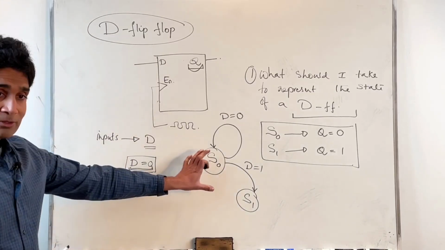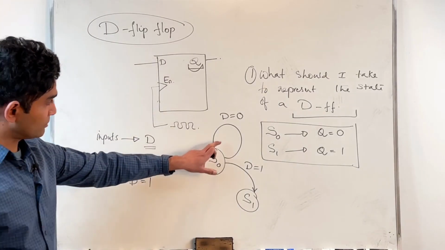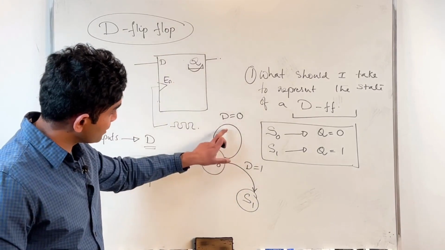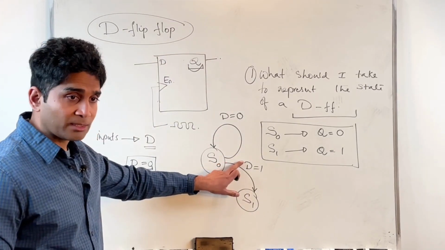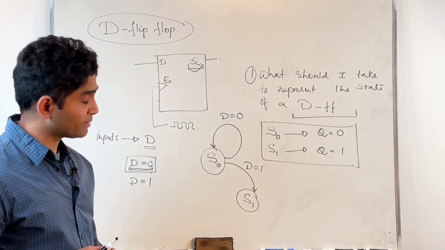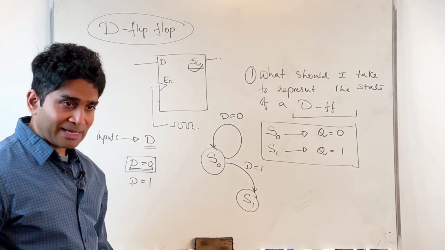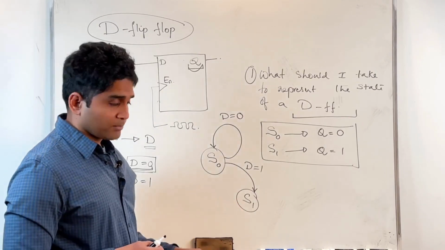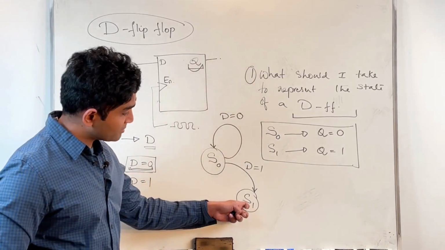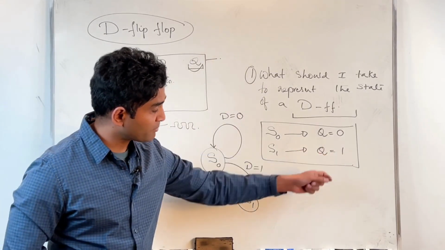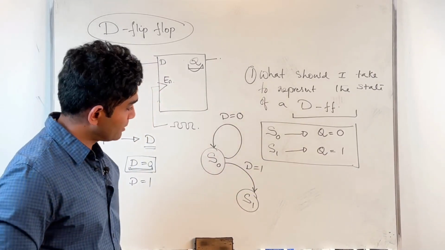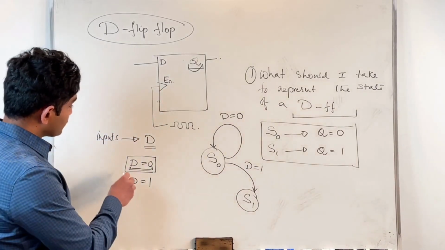All right, so now I'm done with S0 state. I looked at all possible combinations of the input. D equal to 0 is done. D equal to 1 is done. I don't have to worry about any other inputs here. So now I go to S1 state, and I will do the exact same thing. At this present instance, I'm in S1 state. That means my output of that flip-flop is 1. An input of D equal to 0 occurs.